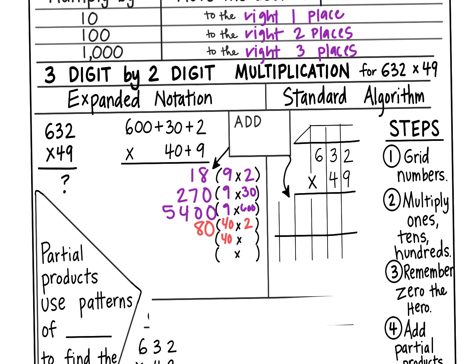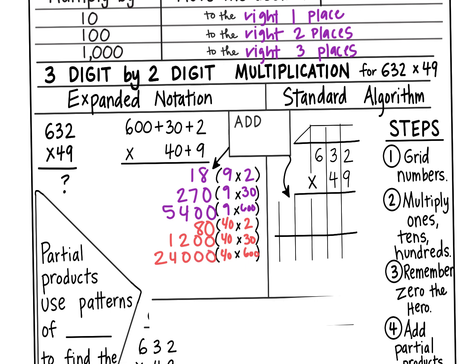12. And how many zeros do I have? I have 2 zeros, so it's going to be 1, 2, 0, 0. And then the last one is going to be 40 times 600. And what is 4 times 6? 24. And I have 3 zeros, so it's 24,000.